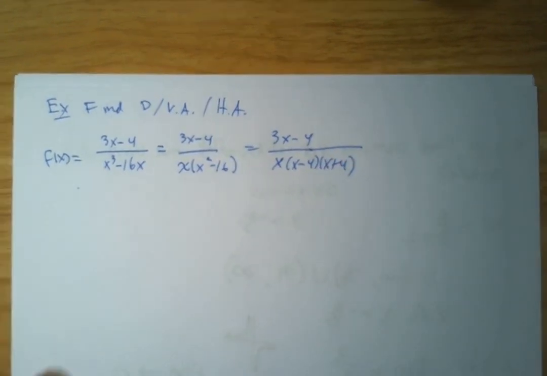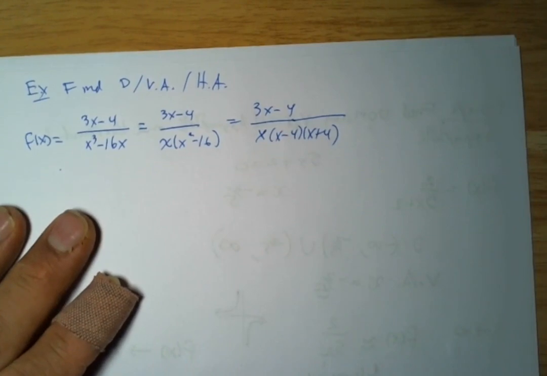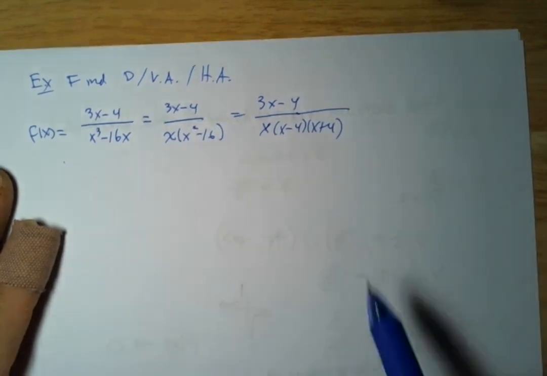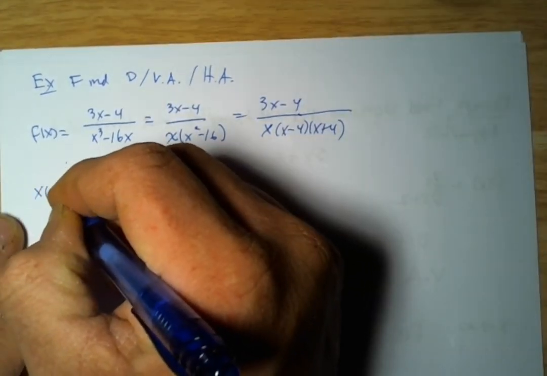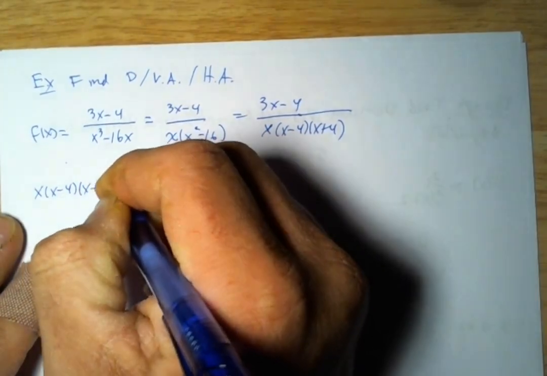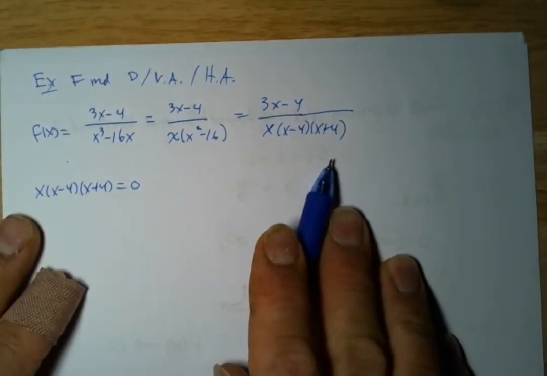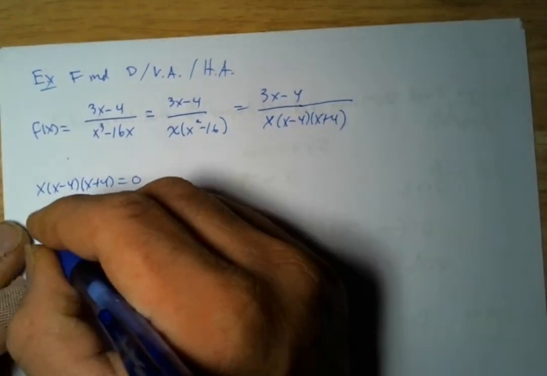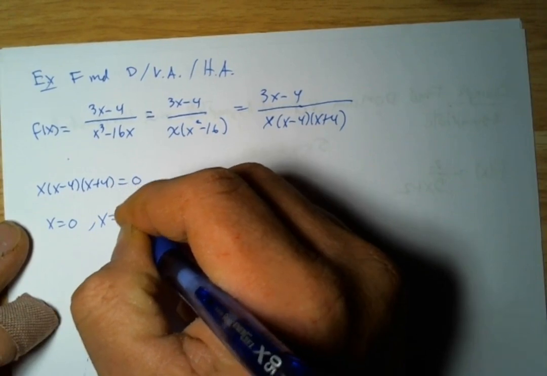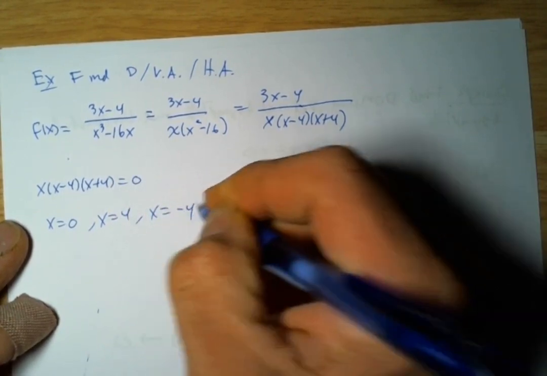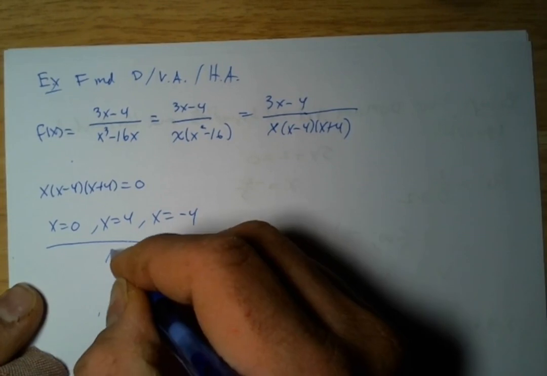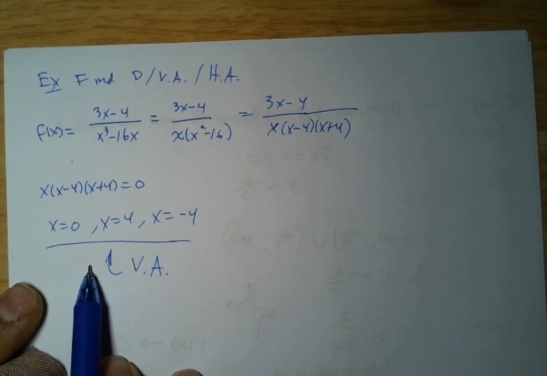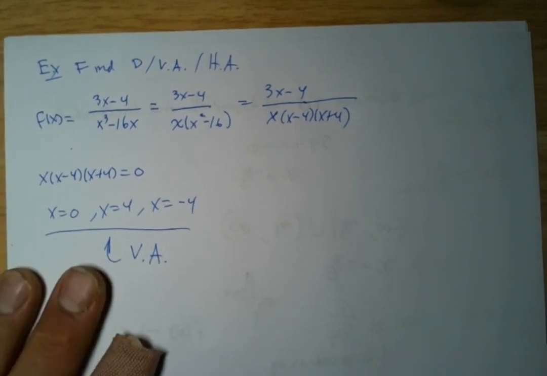Now the domain. I want to focus here, where notice that no factors cancel out, so I don't have to worry about that. This is why I like it in factored form. I'll look at my denominator and ask where it equals 0. We could say x is 0, or x equals 4, or x equals negative 4. These are also going to be my vertical asymptotes, but these are also the values that are excluded from my domain. That's division by 0, so it's undefined.